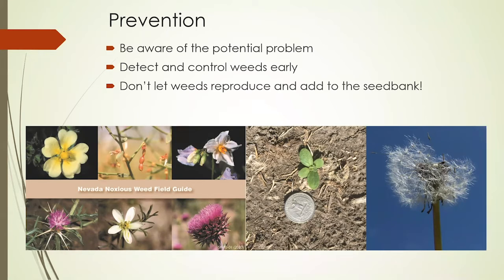Here's a little seedling, less than a quarter. That's really easy to pinch with 2 fingers and pull. But if you let this thing get mature, it's going to have a deep root. It's going to have a lot of vegetation on top. It's going to be a bigger problem. And then don't let those weeds reproduce and add to the seed bank.